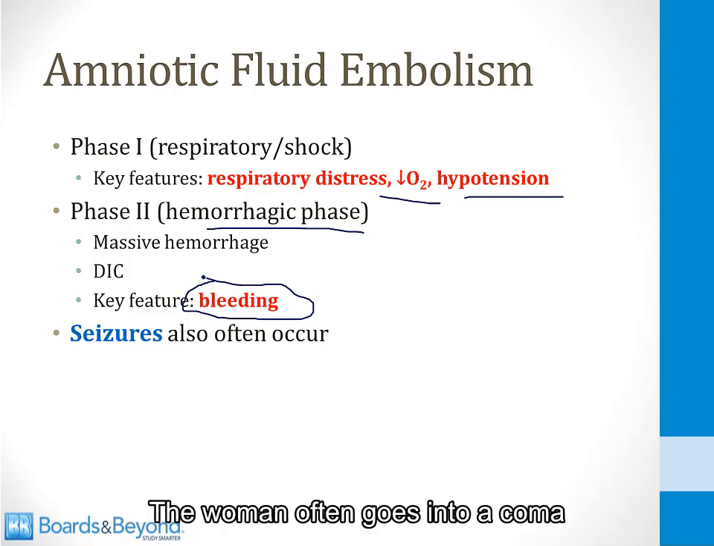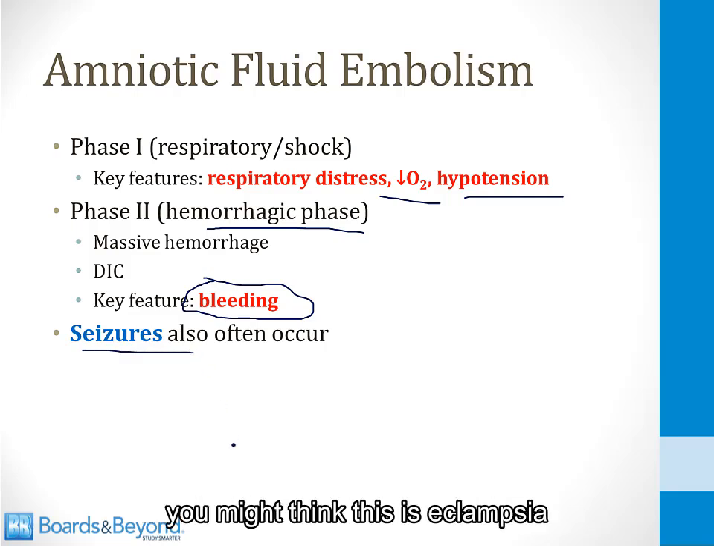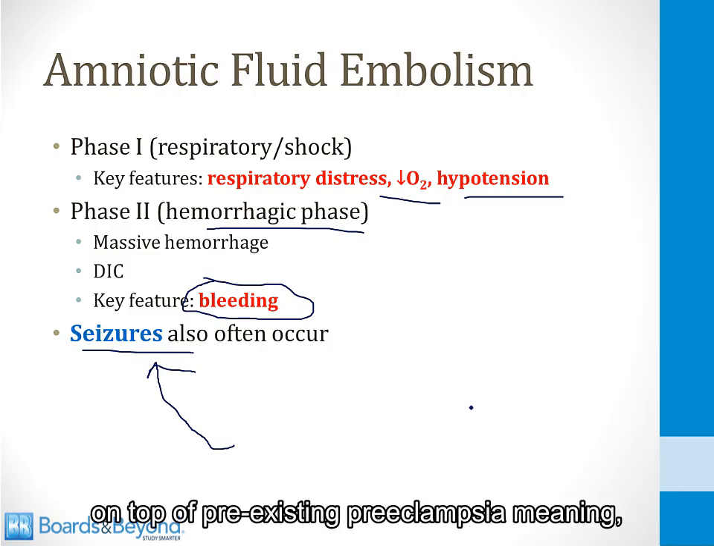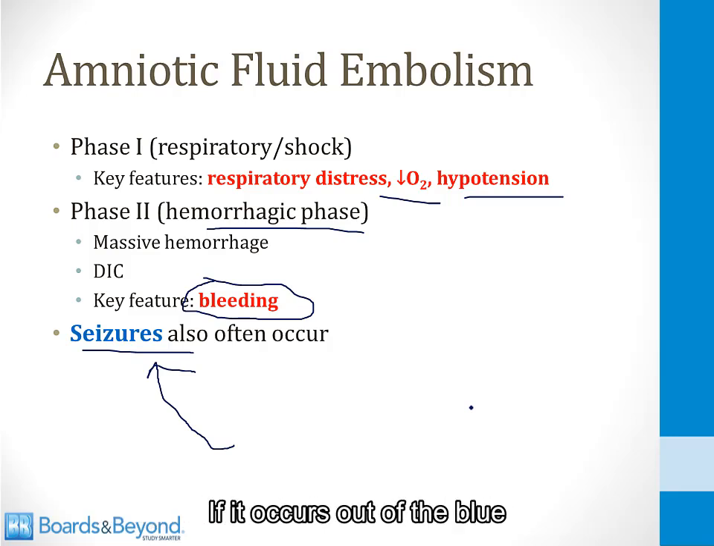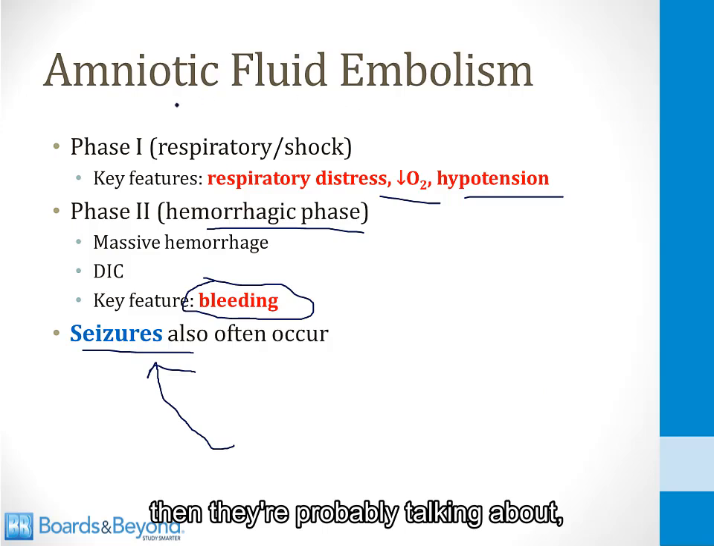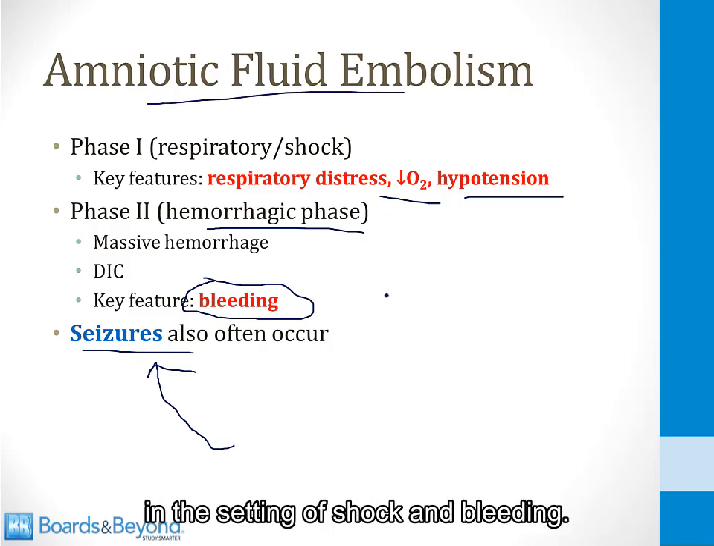The woman often goes into a coma and can potentially develop seizures, and I point out the seizures because in a board question you might think this is eclampsia because you see seizures during pregnancy, but eclampsia will usually occur on top of pre-existing preeclampsia, meaning hypertension and proteinuria. If it occurs out of the blue in a woman who has otherwise had a normal pregnancy, then they're probably talking about an amniotic fluid embolism, especially if it occurs in the setting of shock and bleeding.